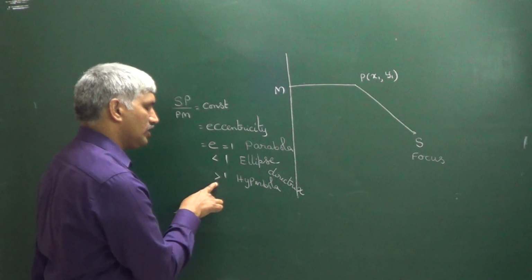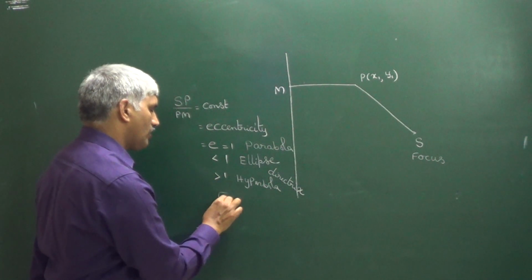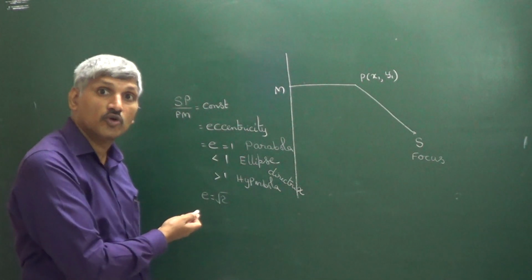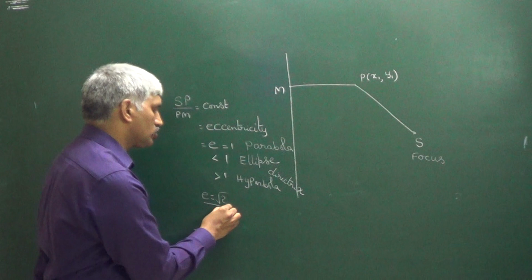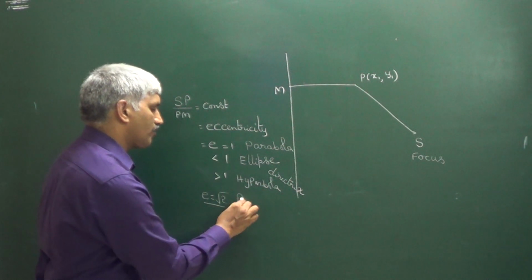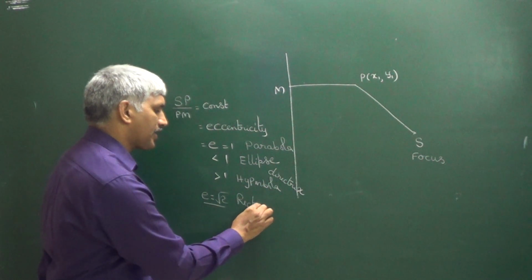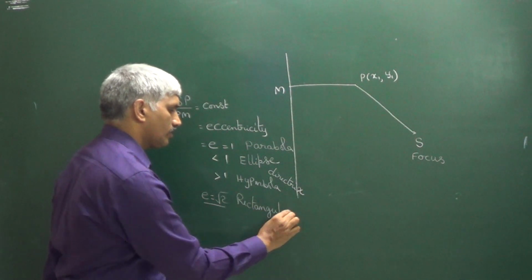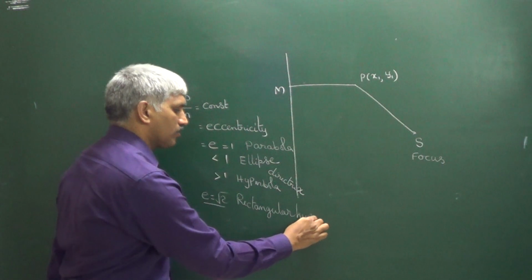Especially, because I am saying e is more than 1, suppose the value of e equals root 2. Root 2 is also more than 1. So e equals root 2, then the locus of P we call a rectangular hyperbola.